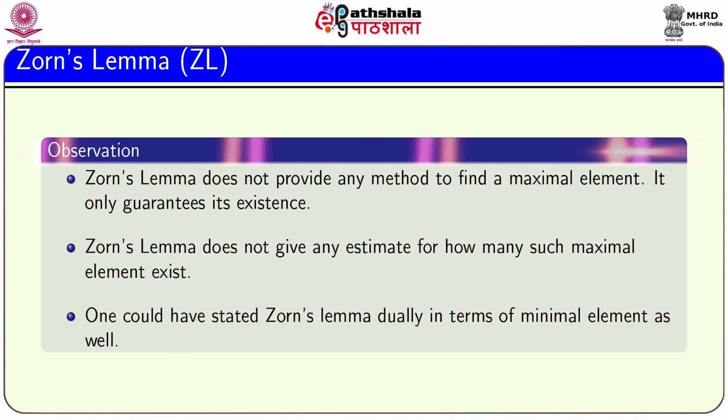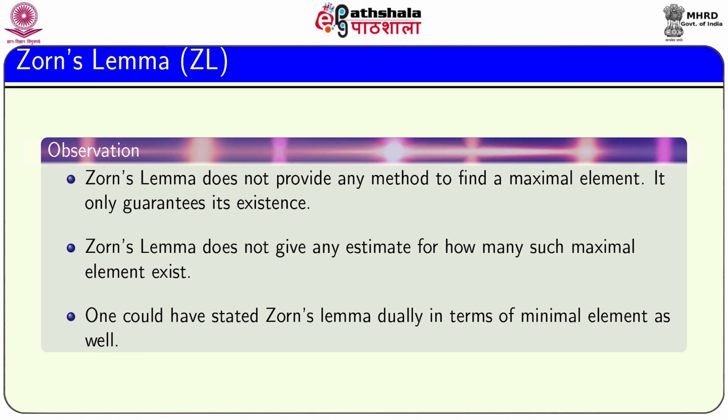Now, we observe a few things: Zorn's lemma does not provide any method to find a maximal element. It only guarantees its existence. Zorn's lemma does not give any estimate for how many such maximal elements can exist. One could have stated Zorn's lemma dually in terms of minimal elements as well.